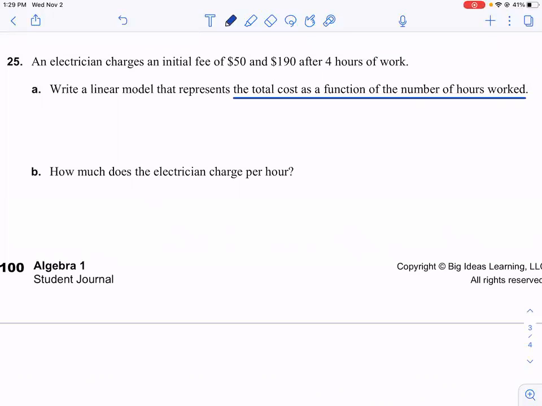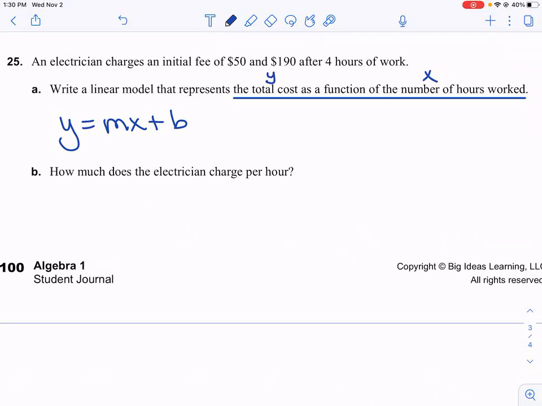Write a linear model that represents the total cost as a function of the number of hours worked. What that means, write the total cost as a function. So that is like our y. Total cost is like our y as a function of the number of hours worked. That's going to be our x. We're not going to need to make a table, but we can write a linear model. We can write y equals mx plus b that represents this problem.